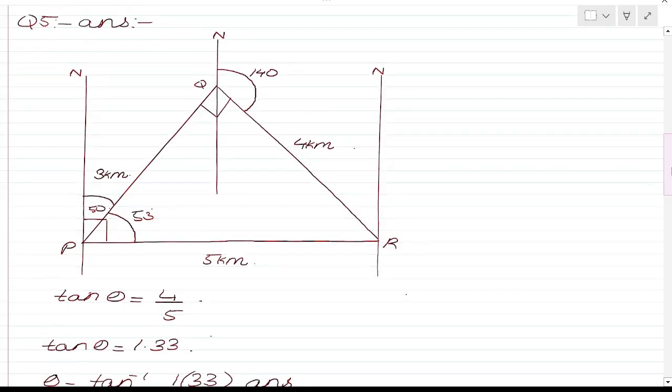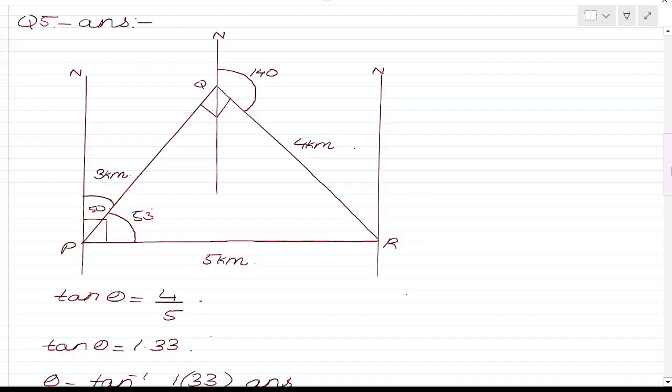Okay, so in question number 5, Babar Azam walked from point P to point Q at a bearing of 50 degrees for 3 kilometers. Then he walked from point Q to point R at a bearing of 140 degrees. We need to find the distance of QR, and if the distance between P and R is given as 5, we need to find the bearing of R from P.